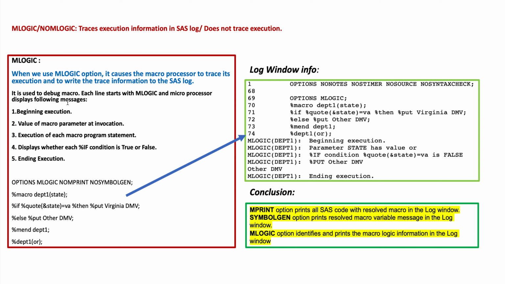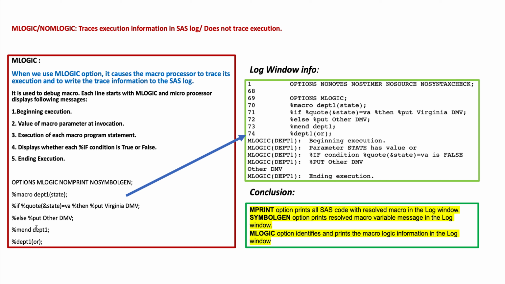Here is a SAS code. Option is MLOGIC, NOMPRINT, NOSYMBOLGEN. That means only MLOGIC is activated. We have macro code here, %macro. Macro name is DPT1, macro variable name is state. And we are using here an %IF condition. If this state name is VA, then it prints Virginia DMB. If not, it prints other DMB. End of the macro. And we are providing here state is Oregon.